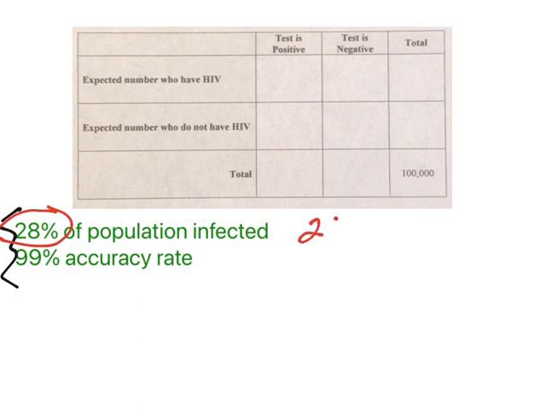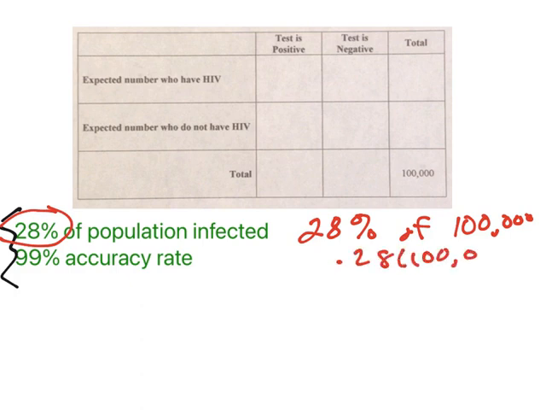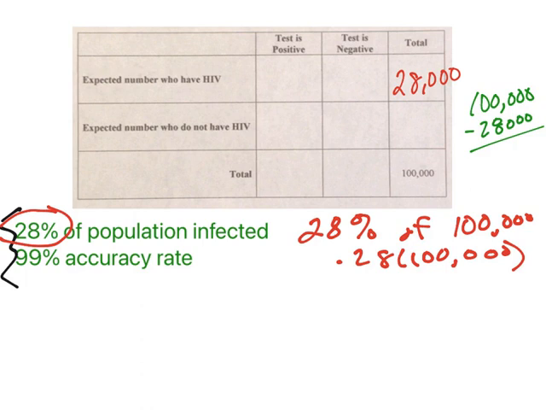Now, we have 100,000 people, and we know that 28% are infected. So if I take 28% of 100,000, that will give me an estimate of the number of people who are infected. So 0.28 times 100,000 gives me 28,000. Now think through this. If 100,000 people are total, and we have 28,000 infected, then the rest are not infected, right? This is our estimate. So we know how many have it, how many don't. Great. There's our infection rate.